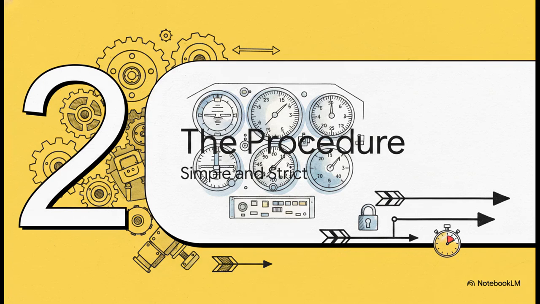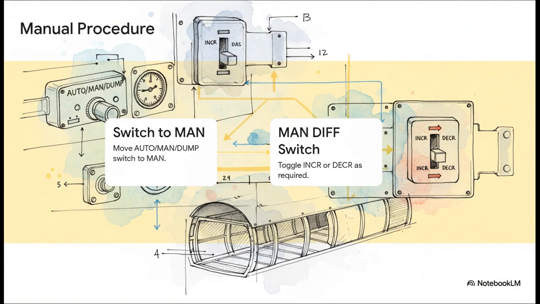Moving right along to Section 2, the procedure. Simple and strict. So how do we actually do this? It literally couldn't be simpler. The manual gives us exactly 2 steps. Step 1, flip your auto, man, dump switch straight over to the man position. Step 2, grab that man diff switch and toggle to INCR or DECR as required by whatever is going on in your flight. Boom. That is the fundamental procedure right there.